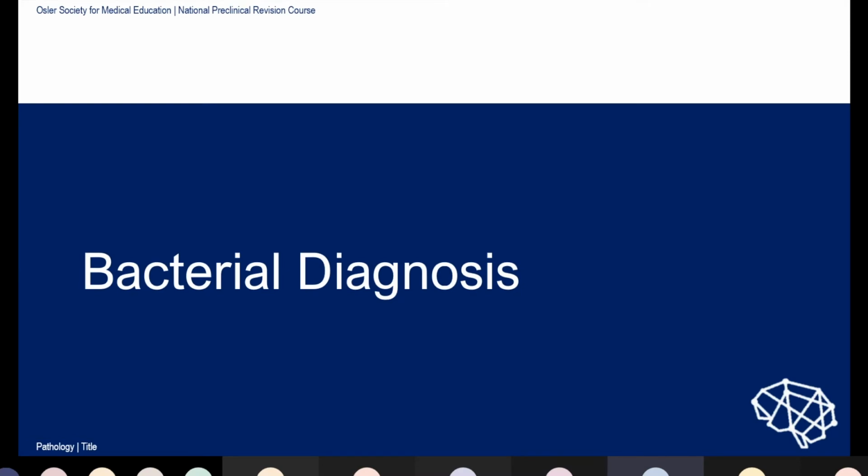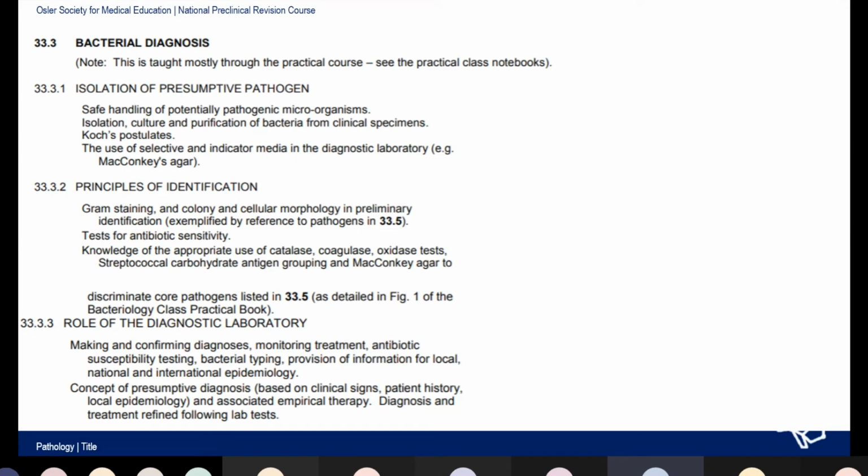Okay, moving on to bacterial diagnosis. I'm not going to go into as much detail on this, as I think it's covered in detail throughout your lab books and in practicals. But if you haven't had as many practicals this year and feel you need more help, I'm happy to try if you want to email me.